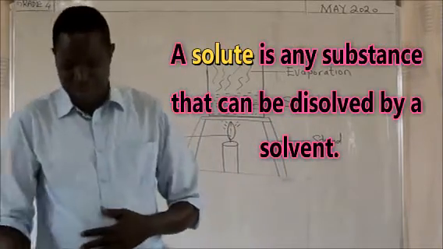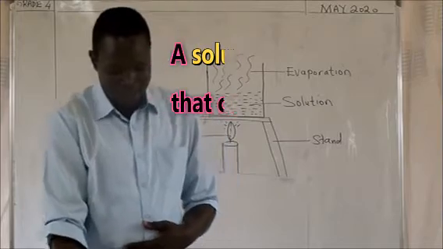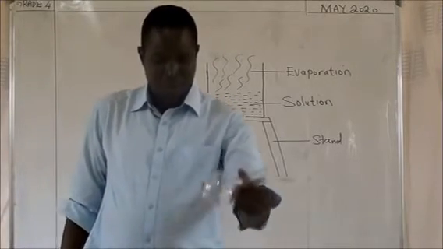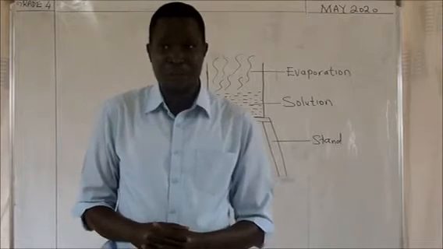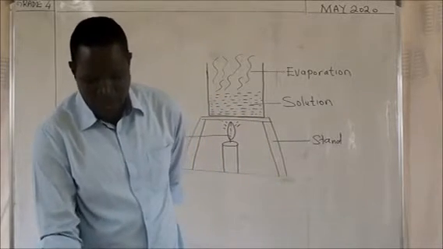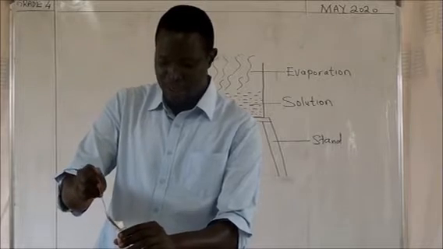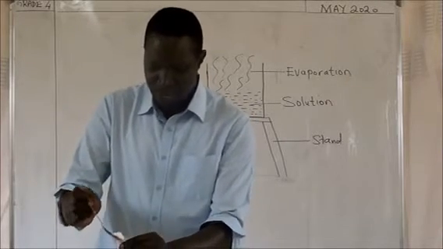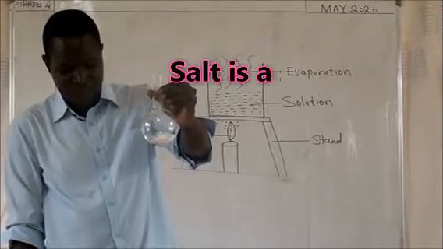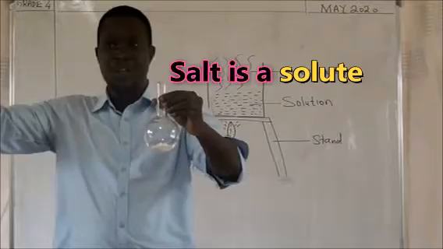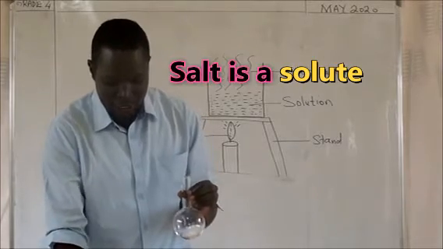Now, boys and girls, here we have water, we have salt, and we have our round bottom flask. We talked about a minor substance that can dissolve in a solvent. If I take salt and put it in our round bottom flask, like that, the salt is a substance that can dissolve in water. So, the salt is a solid.